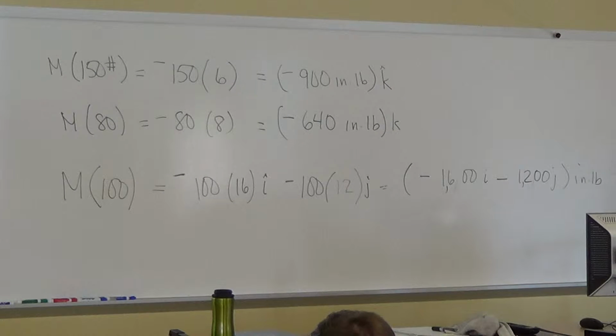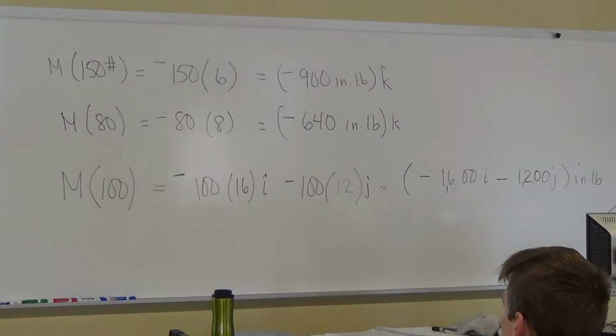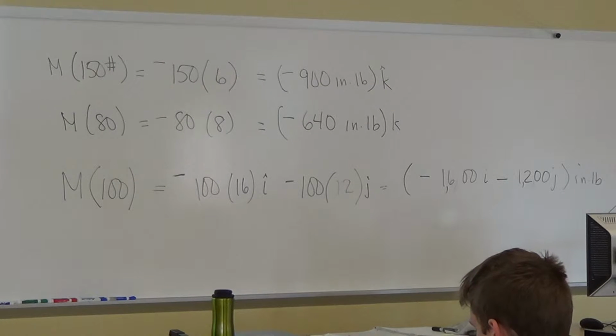So Armando, what's the total moment created? What does it come out to be? Negative 1,600 I, negative 1,200 J, and negative 1,540 K. Okay, what else? I'm not finished. What's the unit? Inch-pound.